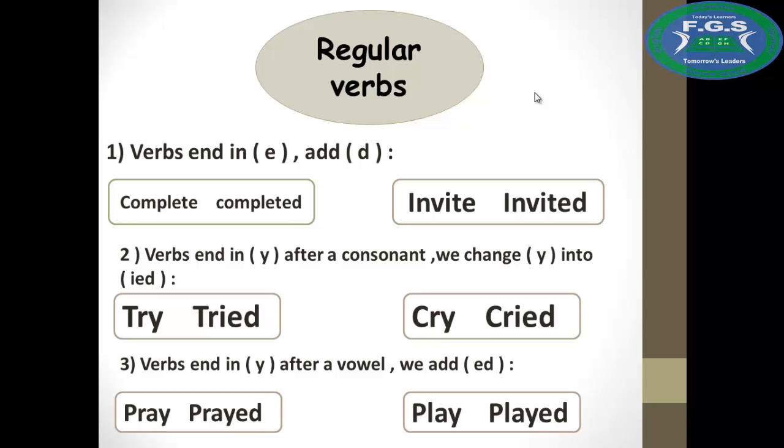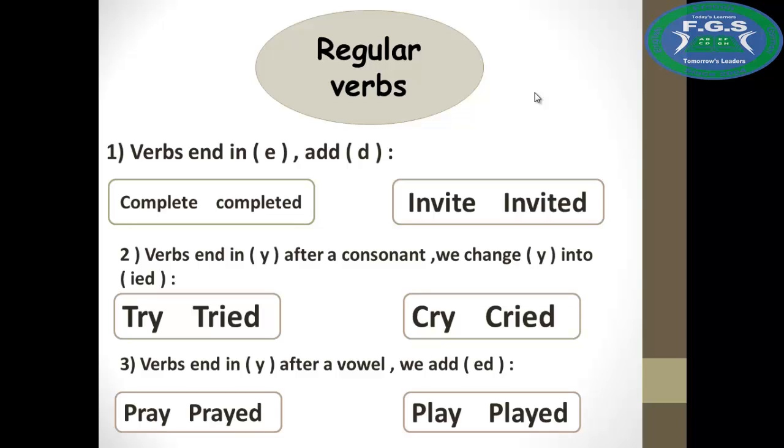Number two, verbs that end in y after a consonant. We change y into ied as we said before. For example, try, tried, cry, cried. For example, the baby cried a lot yesterday.